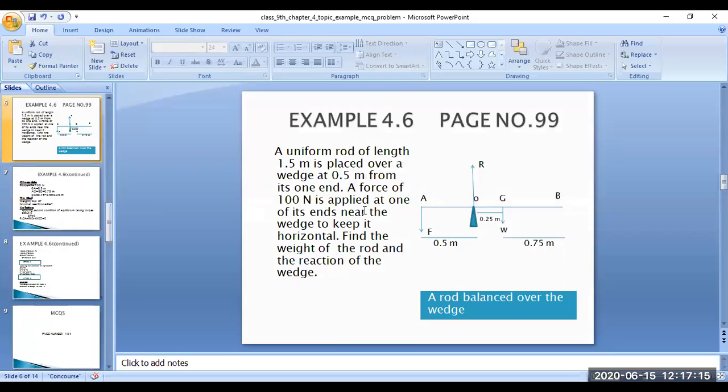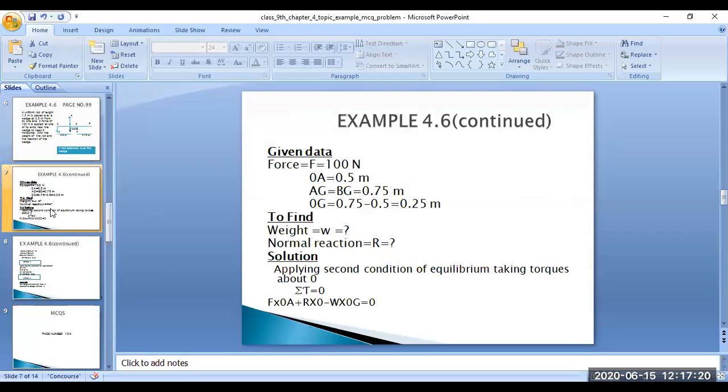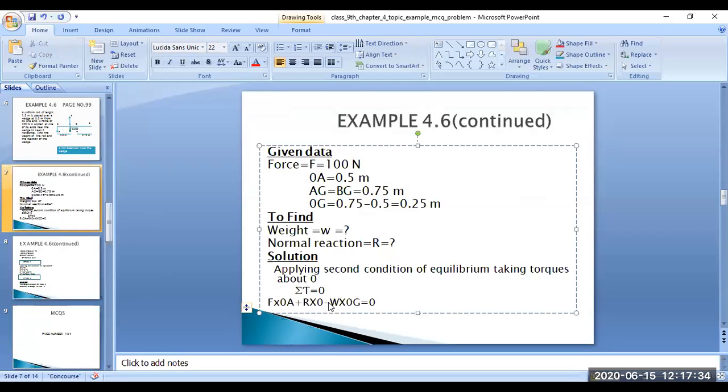Okay, so this is my figure. I'm going to solve the numerical, so I'm taking the torque. These are the two forces which are rotating the body in anti-clockwise direction. F and W are the forces. If I take the convention plus sign over here, W cross OG.